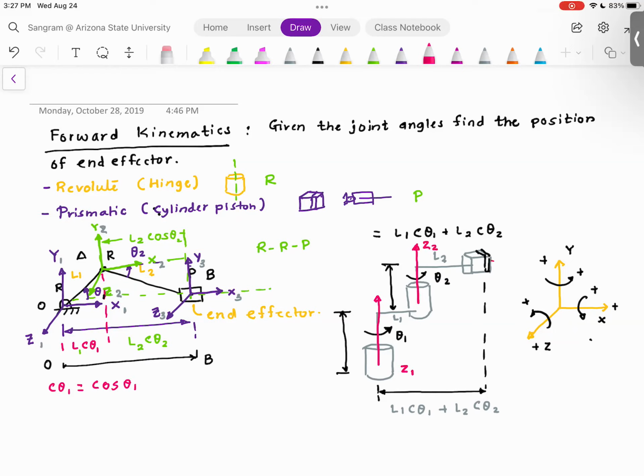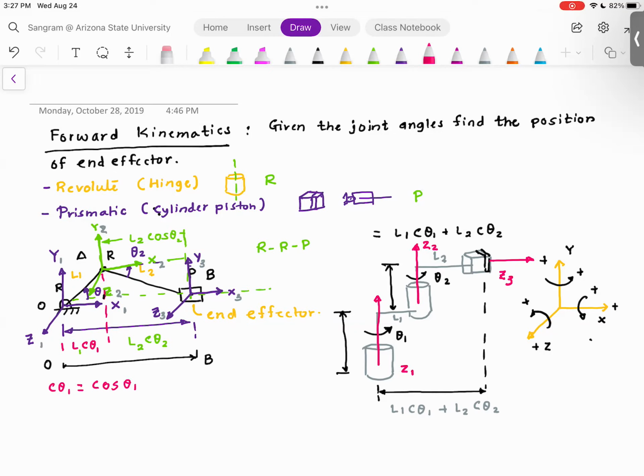And this is going to be my z3. Everyone understood this? The x-axis has to be perpendicular to the z-axis. And it not only needs to be perpendicular to the current z-axis, it needs to be perpendicular to the previous z-axis and should intersect.